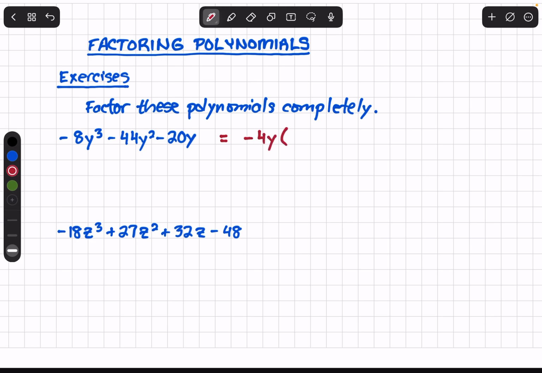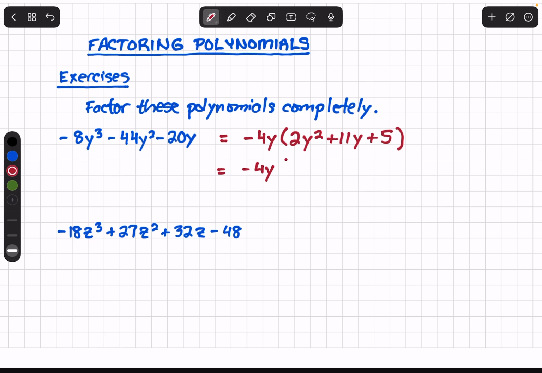So I'll take out negative 4y, which leaves behind 2y squared, plus 11y, plus 5. Mind your signs, positive and negative. Now we have a trinomial, a 3-term polynomial. It's quadratic. If I can break this down, it's made out of 2 linear pieces, 2 polynomials that are binomials of degree 1.